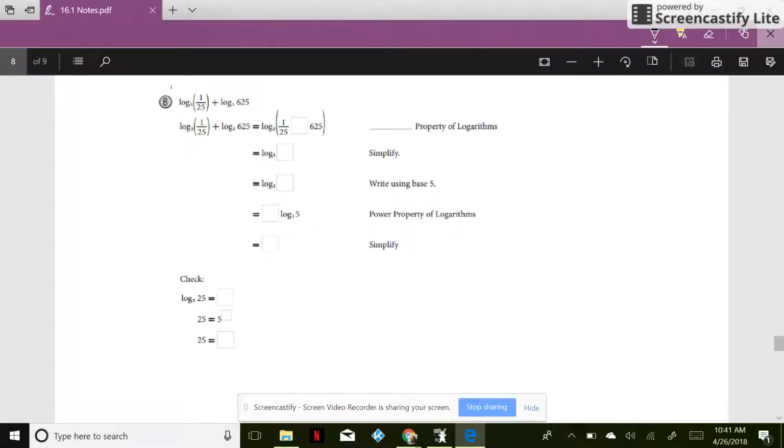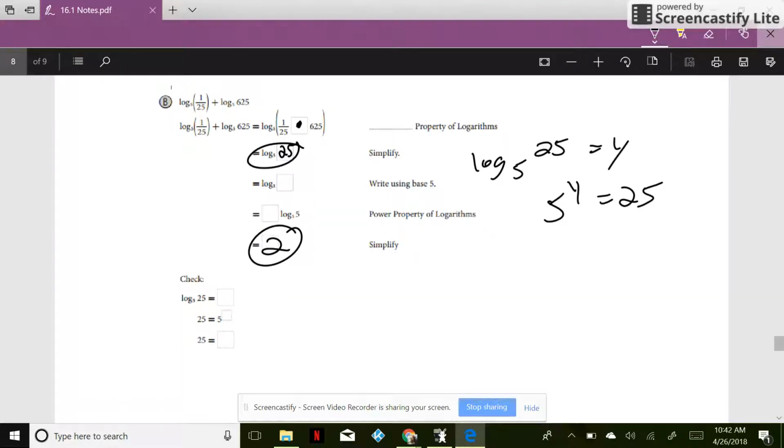So here we have log base 5 of 1/25 plus log base 5 of 625. So when you're adding logarithms, it can change to a product. We can multiply. So 1/25 times 625 is 25. Now they're having you work it out a little different. At this point, I'd say you can circle the wagon from here. Log base 5 of 25 is something. So 5 to what is equal to 25? That's going to be 2. So that's your solution here.